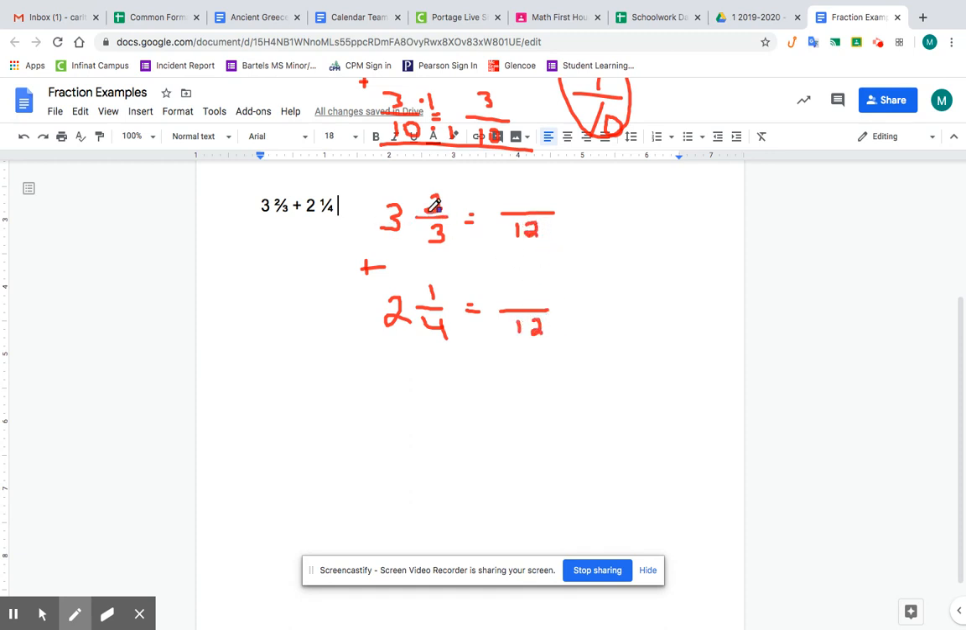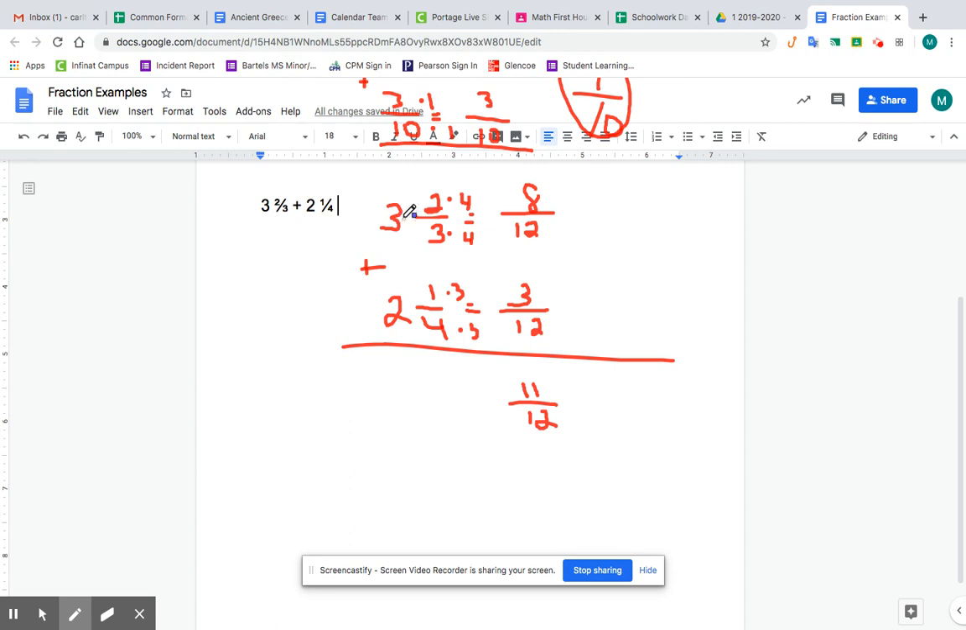Come back up to our top fraction. 3 times what number is 12? 4. So 2 times 4 is 8. Coming down here, 4 times 3 is 12. So I'm going to multiply the numerator by 3 as well to get 3. Add. 8 plus 3 is 11, with 12 as my common denominator.